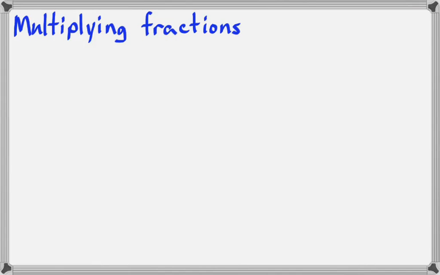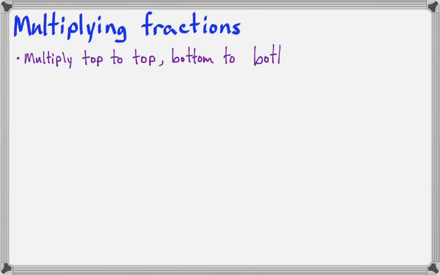In this lesson, we're going to look at how to multiply fractions. So it's really very simple. All we do is multiply top times top and bottom times bottom. And we make sure that we leave our answer in simplified form, which just means we reduce the fraction, but we don't necessarily change it to a mixed number. If it's larger than 1, it's okay to leave it as an improper fraction.